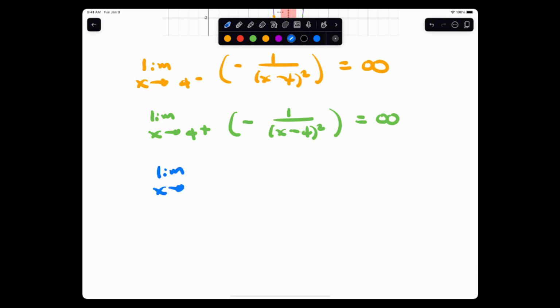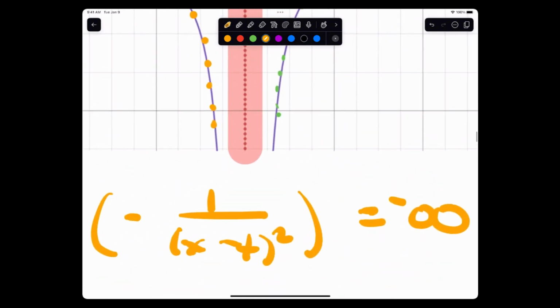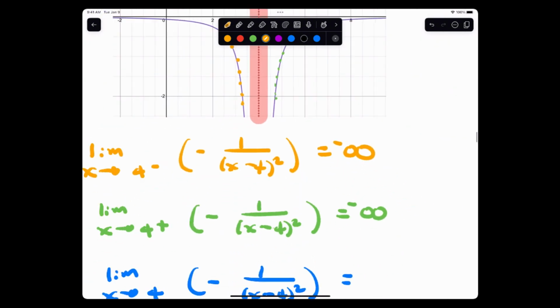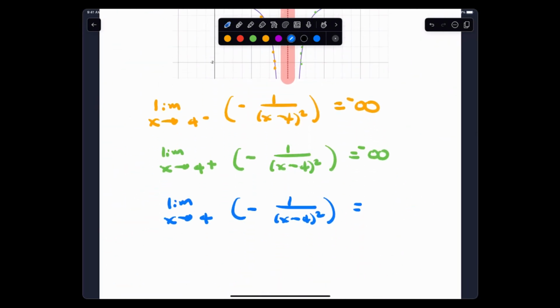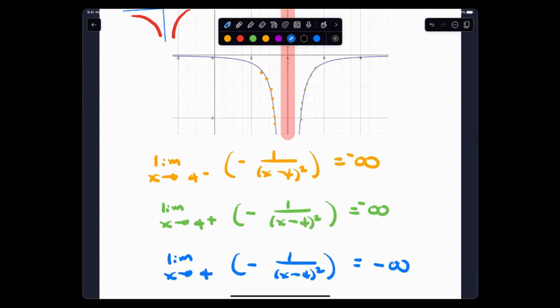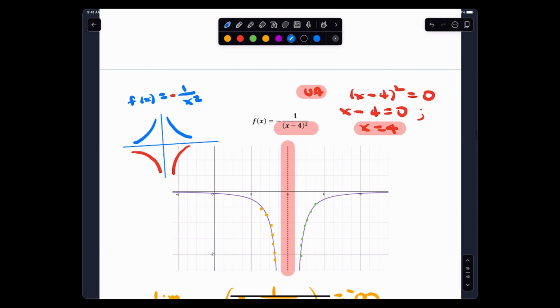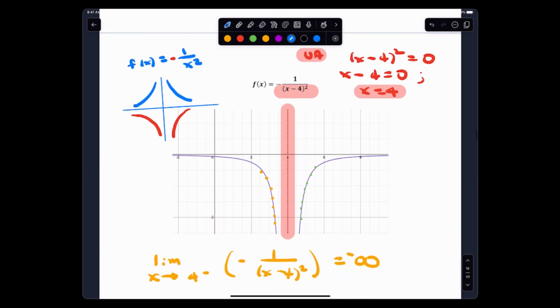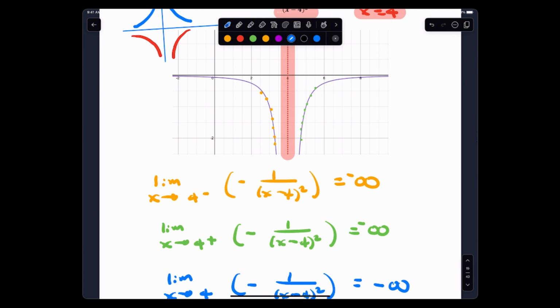What's your answer? Limit as x goes to 4 in general of negative 1 over x minus 4 squared. I think this is negative, right? Yeah, it's negative. It's going in the same direction. What does that mean? This is equal to negative infinity. So this is a negative infinity answer. All right, you guys okay with that? You're looking at the direction. This is the limit. This is an approach. This is not the value of the function.